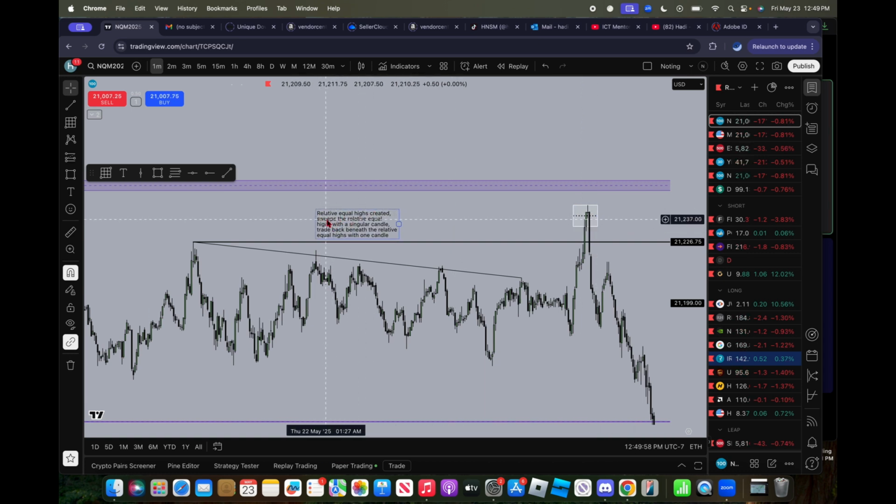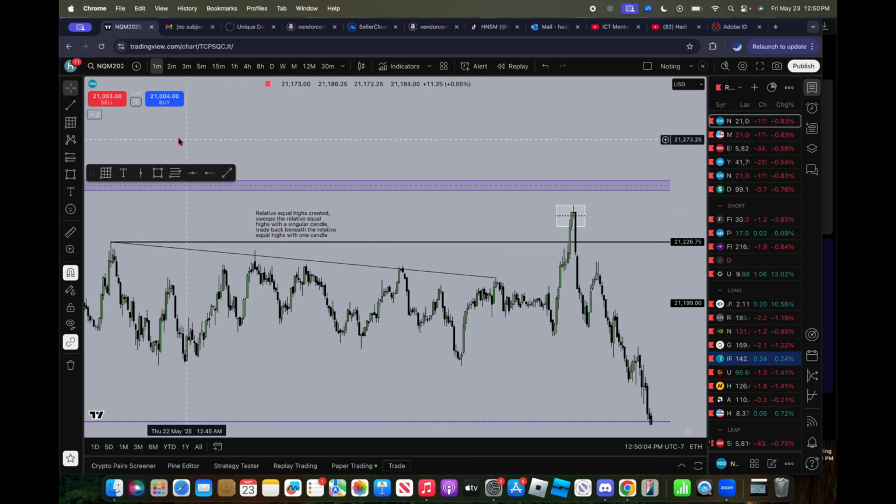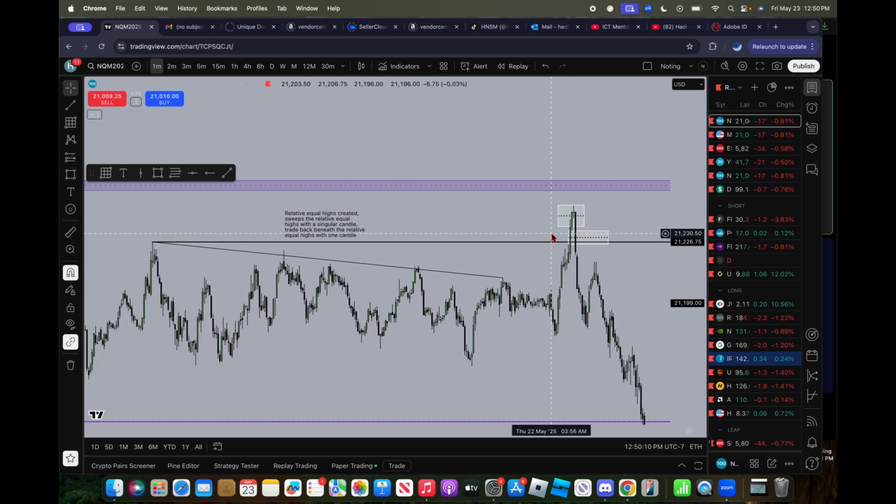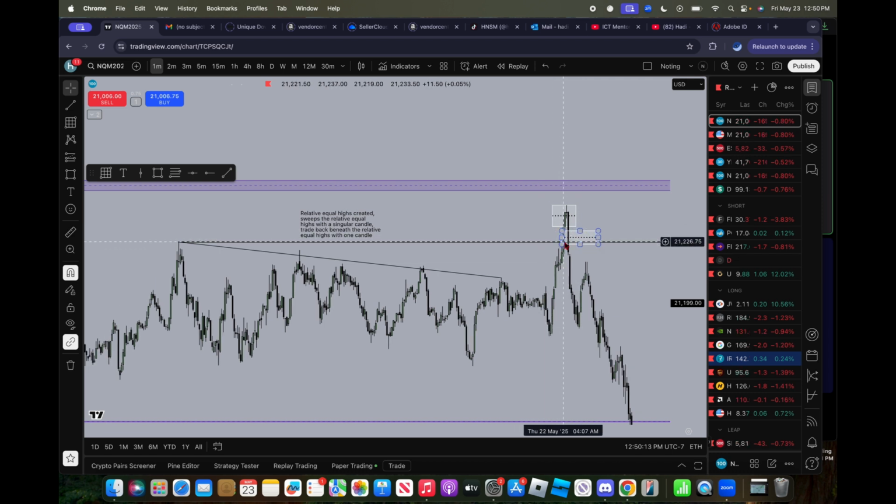Relative equal highs created, sweeps the relative equal highs with a singular candle, trades back beneath the relative equal highs with a singular candle too. And then normally what this will do is it'll create a balanced price range. That's kind of the whole point of it. You want the balanced price range to be around the high.